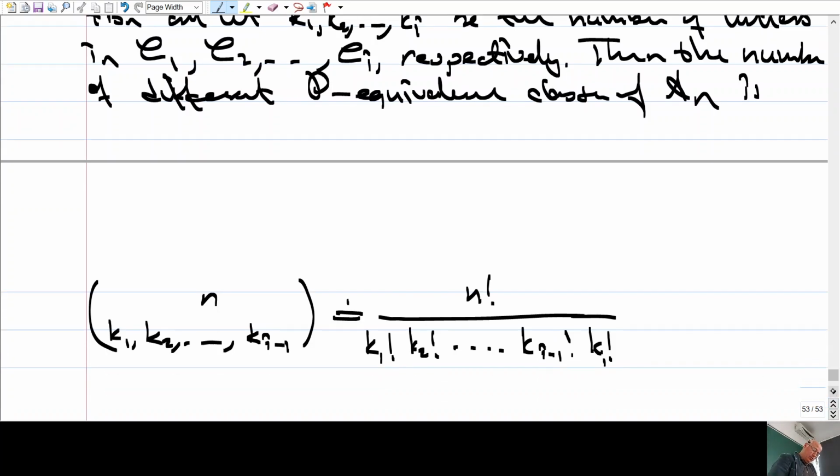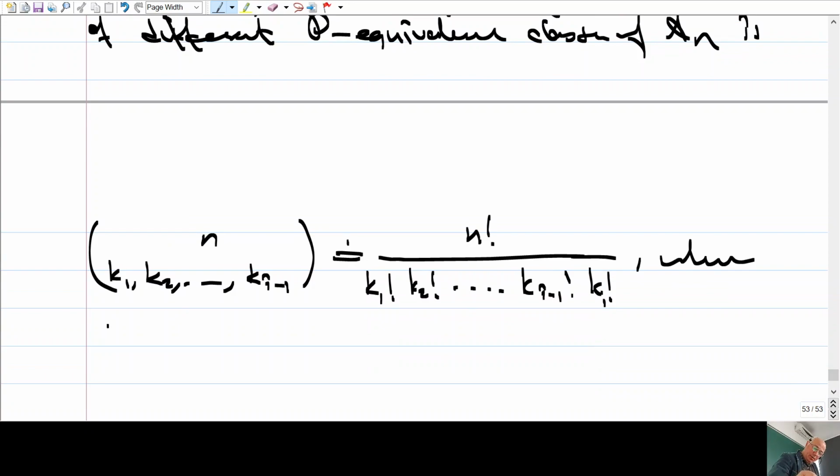Here, of course, K1, K2, up to Ki add up to n. In the notation, note that I have i minus 1, but here I have also the ith term. So Ki factorial is included here.